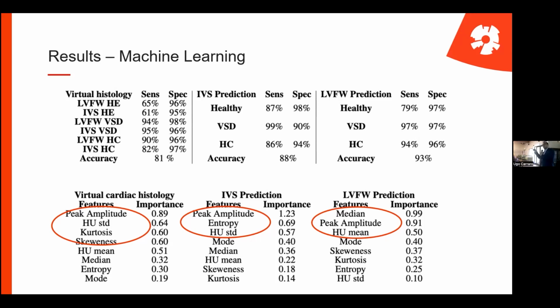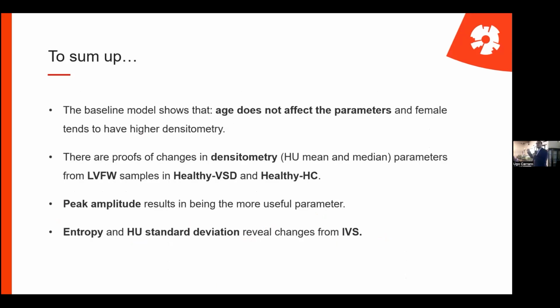While if we look at the left ventricle free wall, two out of three of the most important parameters are related to the mean and the median. So we have a shift in the profile. Let's say that something becomes more dense with the two pathologies, and this is a proof that there's something behind.